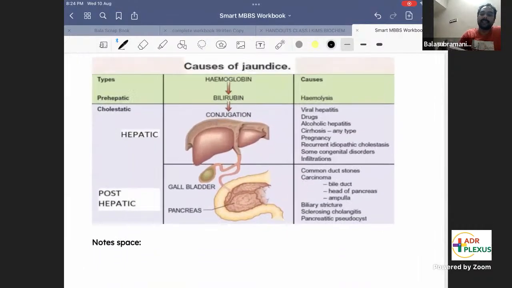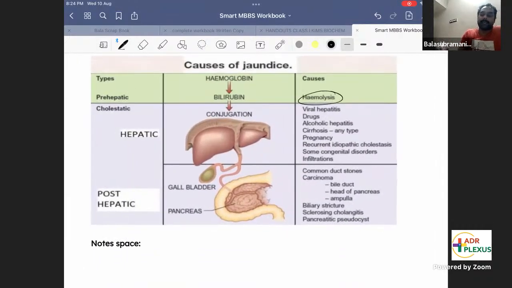So the causes here: prehepatic jaundice, hemolysis. For hepatocellular damage, it can be viruses, drugs, alcohol, congenital disorders, inflammation, neoplasm, trauma. All these things can cause hepatocellular damage. About post-hepatic, it's basically bile stones causing obstruction, carcinoma causing obstruction, or bile stricture. All the conditions that can obstruct the flow of bile will lead to post-hepatic jaundice.